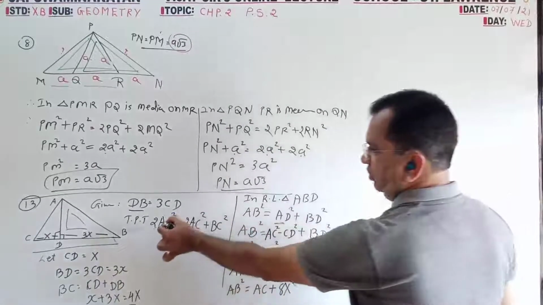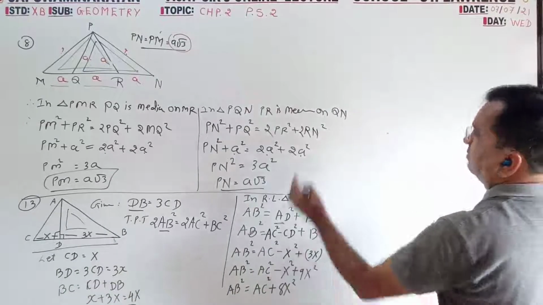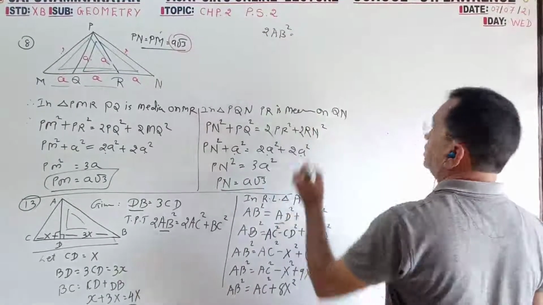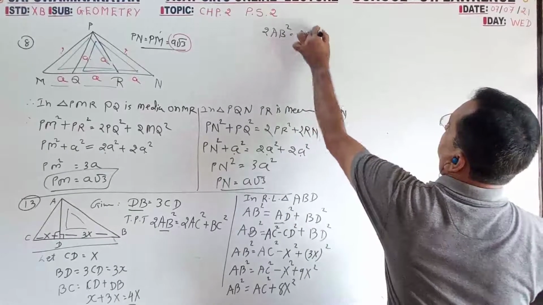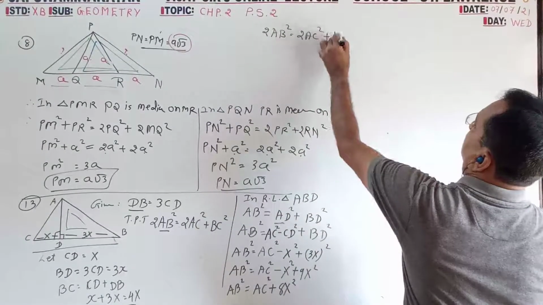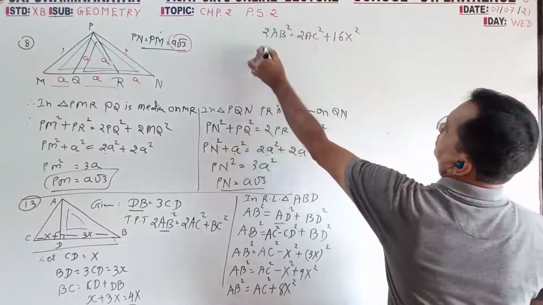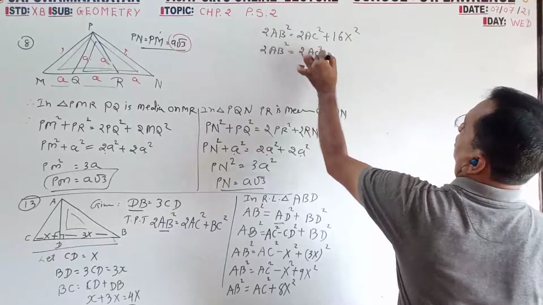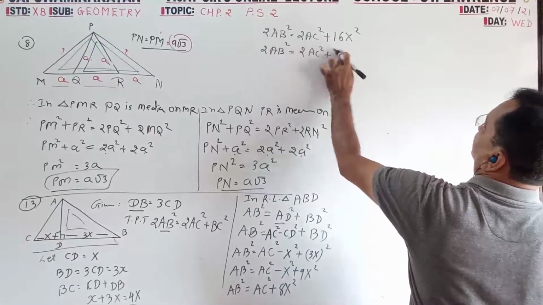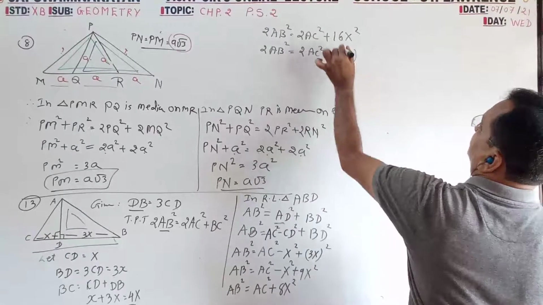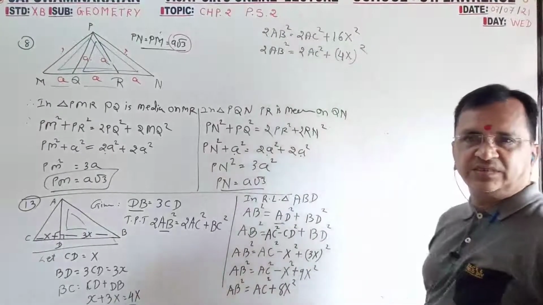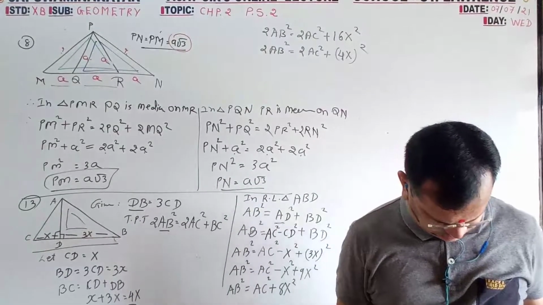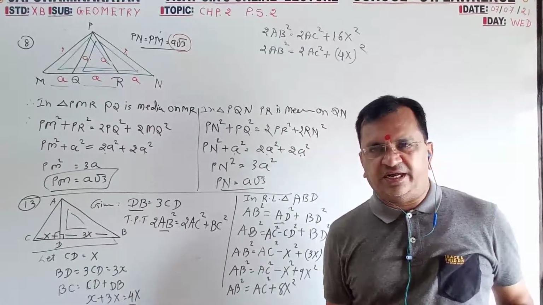Correct. Now I want 2, so I will multiply all by 2. So 2AB square, 2AC square plus 8 to the 16x square. 2AB square I want, 2AC square I want. I will write 4x total square. 4 for the 16, X square, correct?